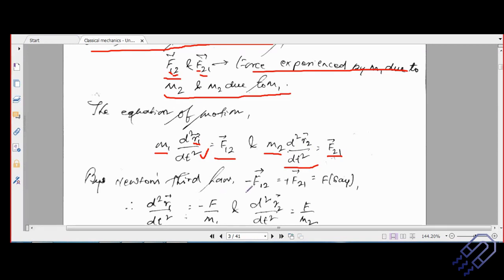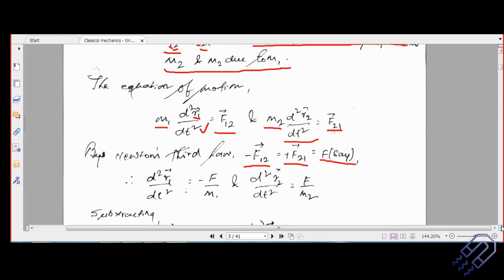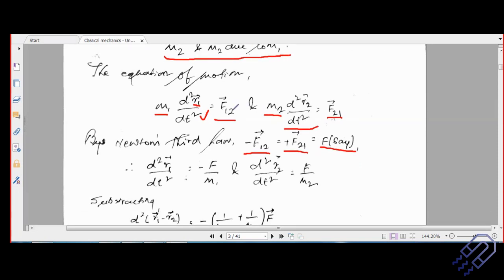By Newton's third law, we know that F12 bar is equal to minus F21 bar. We're just considering it to be F, so one would be F, the other one would be minus F, because they are equal and opposite. So F12 is equal to minus F21. Can we modify it a bit? We are going to replace F12 by minus F, and F21 by F. We replace it here and here, and then we have got these two equations. Can we combine them?